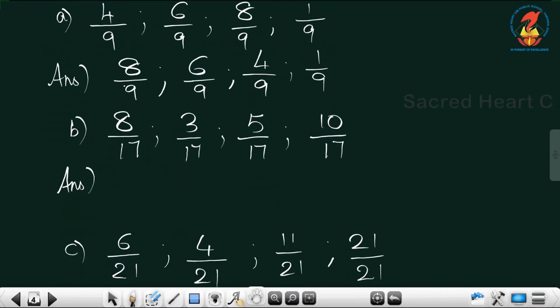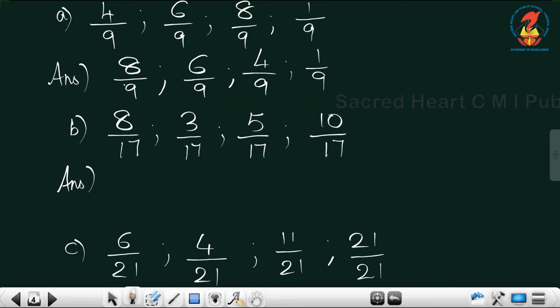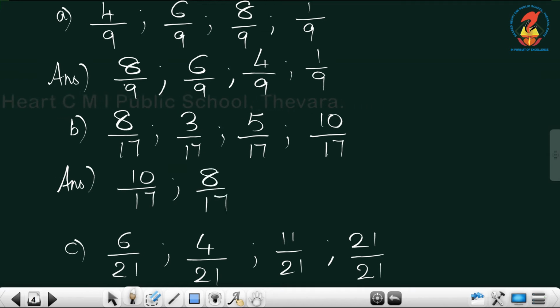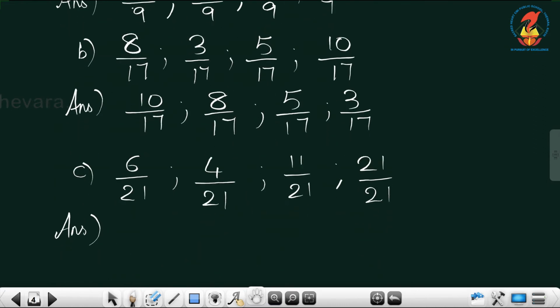Now, B question, 8 by 17, 3 by 17, 5 by 17 and 10 by 17. Which one is the biggest fraction? Yes, 10 by 17. Then comes 8 by 17, then comes 5 by 17 and then 3 by 17. This is how you write in ascending, descending order of fractions. Now, C question, do it yourself.